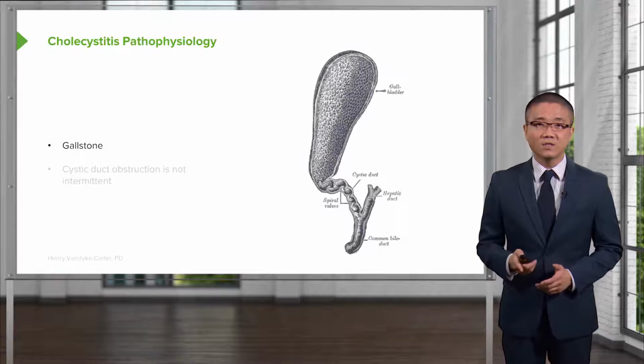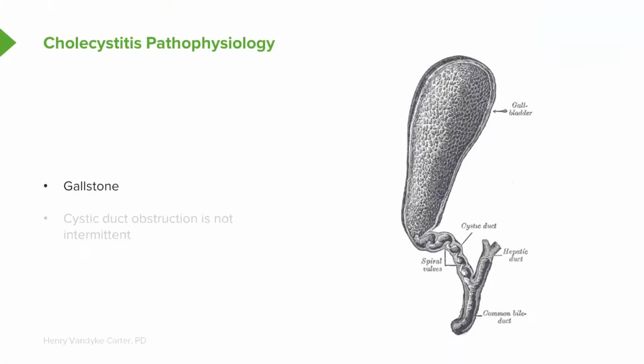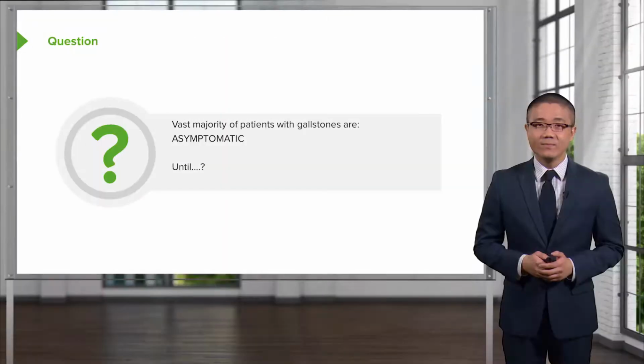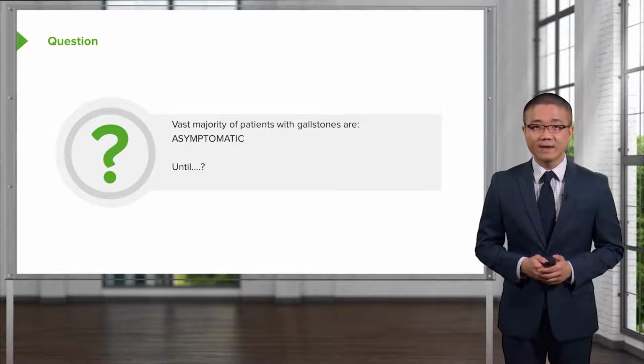We need to differentiate this from cholecystitis pathophysiology, where once again gallstones are present. However, this time the cystic duct obstruction is not intermittent. I would like to pose a question to you. Given that the vast majority of patients with gallstones are asymptomatic, what changes to cause them to become symptomatic?